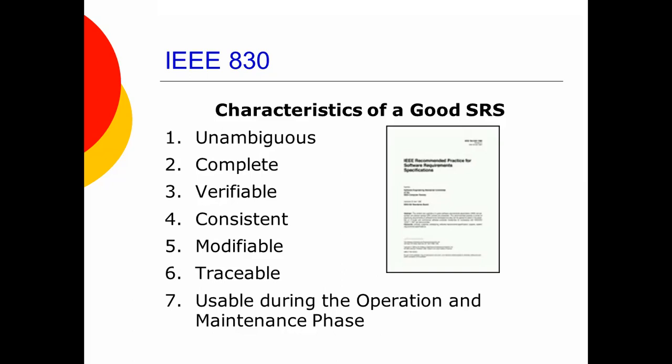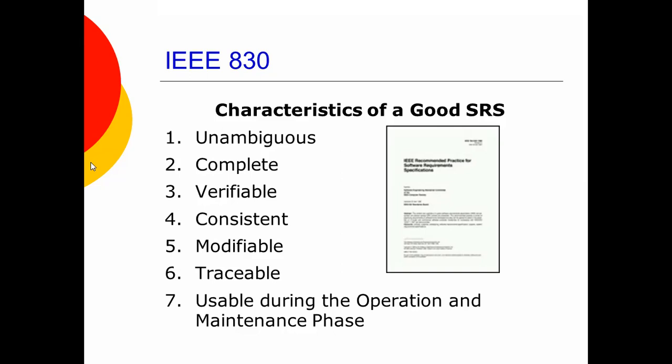Second is complete. It must be complete in all respects. Third is verifiable. You have already tested or checked at each stage. Verification must be completed. Consistent, modifiable, traceable, and usable during the operation and maintenance phase. It must be consistent and modifiable. You can modify up to before the finalization of the project. You can modify at each stage.